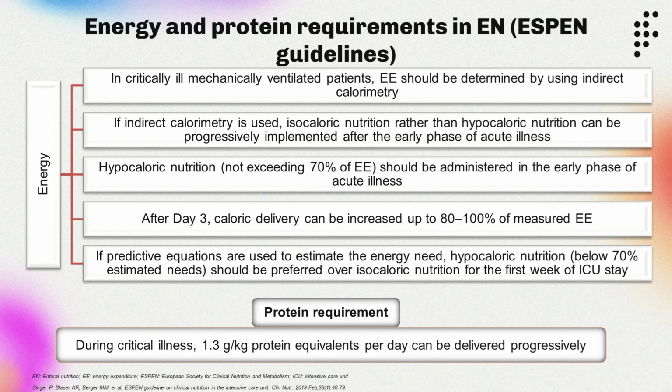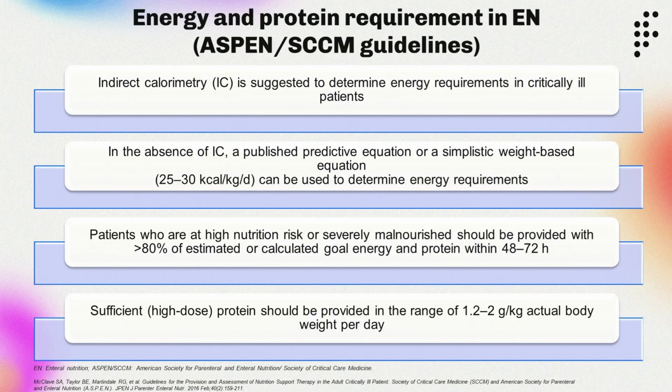If predictive equations are used to estimate the energy need, hypocaloric nutrition below 70% of estimated needs should be preferred over isocaloric nutrition for the first week of ICU stay. And as a generalized protein requirement, 1.3 gram per kilogram protein equivalents per day can be delivered progressively.